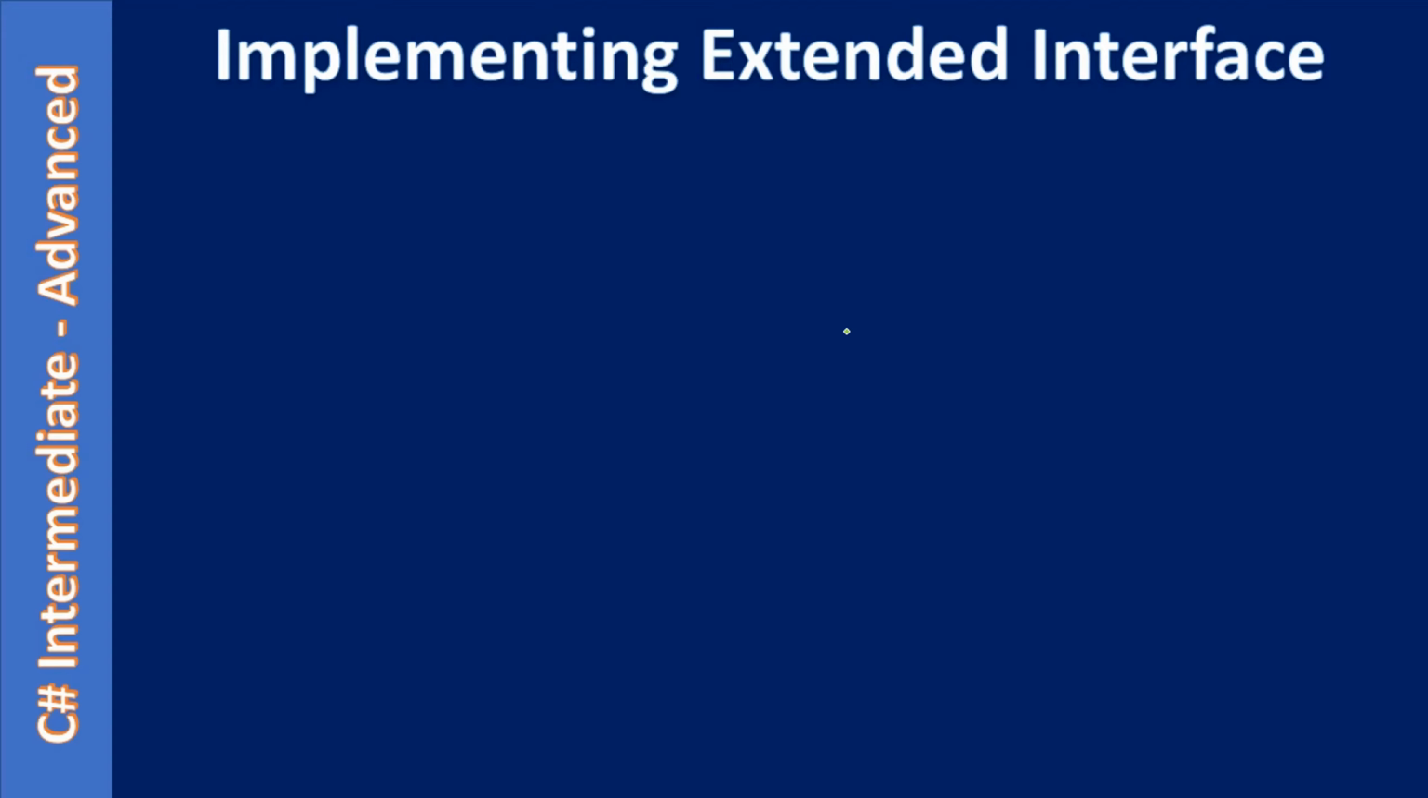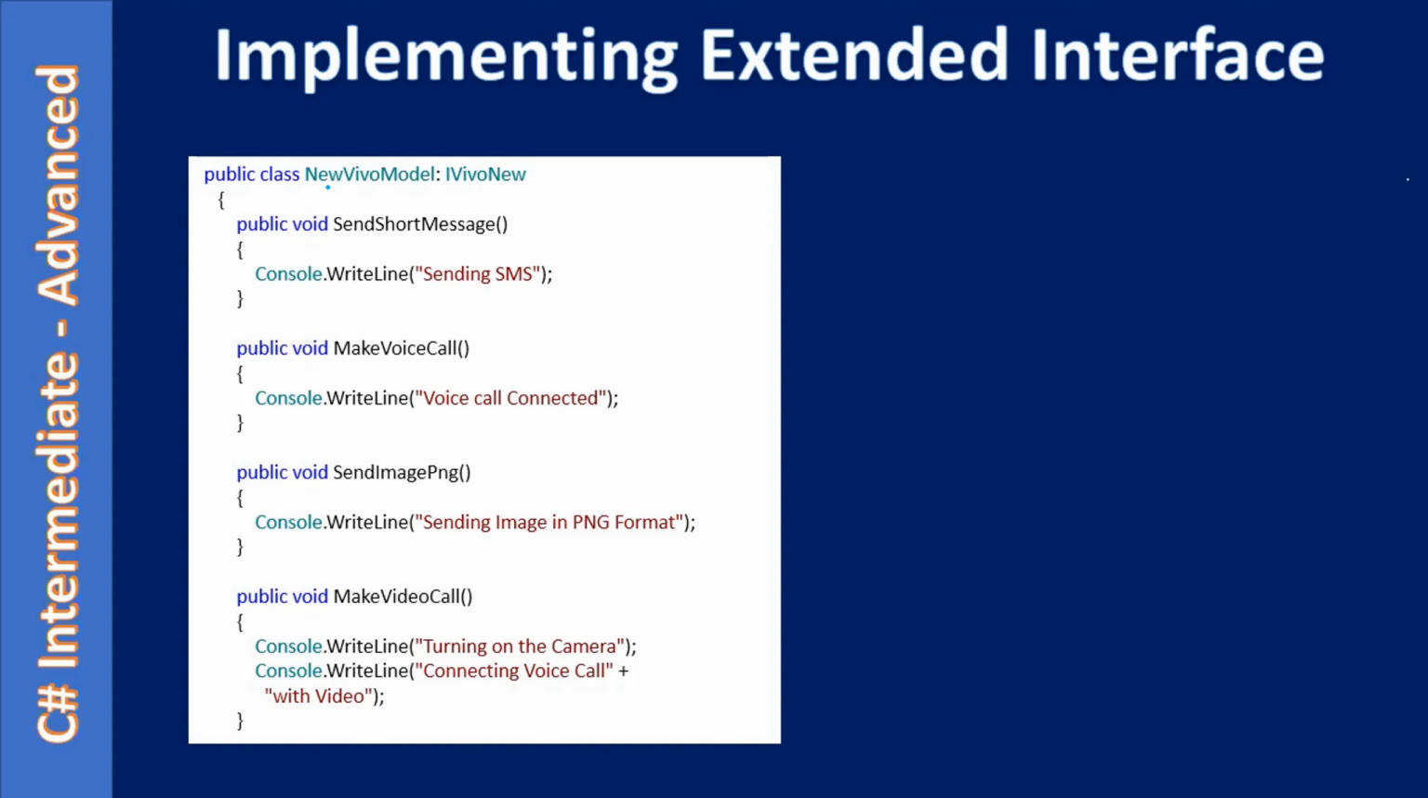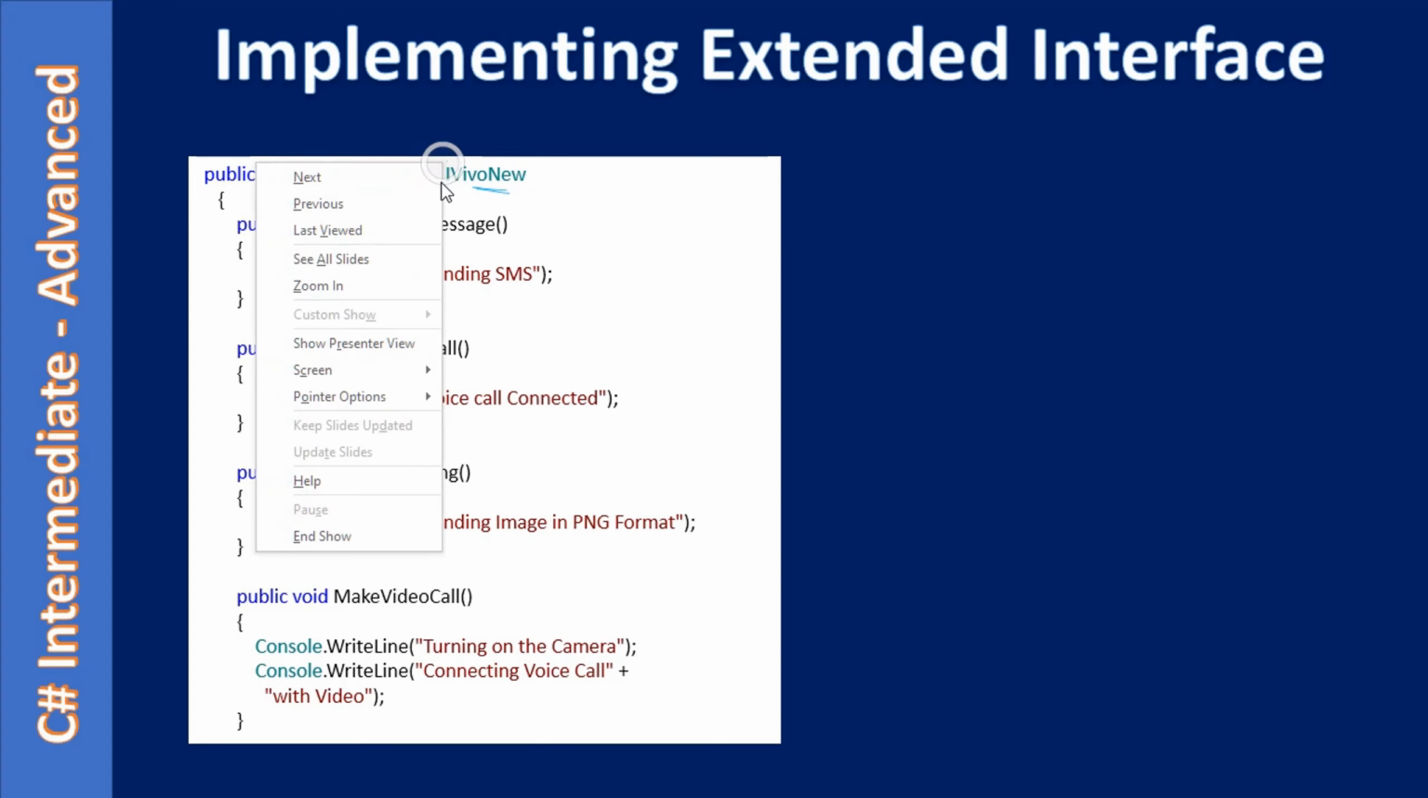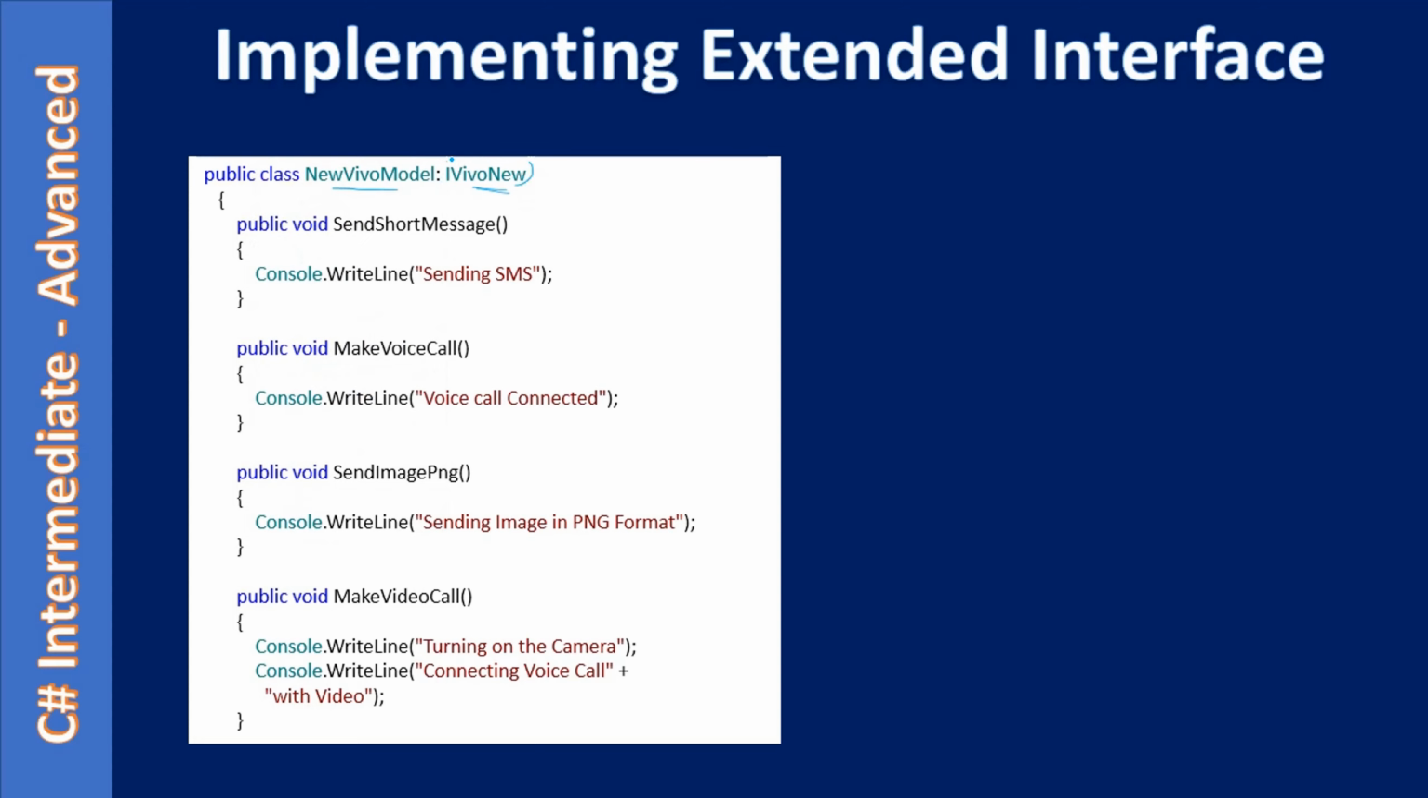Now let us look at implementing the extended interface. That means IVivoNew. So as already told, this one is our new class, NewVivoModel, that extends IVivoNew. So IVivoNew is the new interface we already saw in the previous slide. This IVivoNew is extended from the IVivo. So we already saw that IVivoNew extends IVivo.